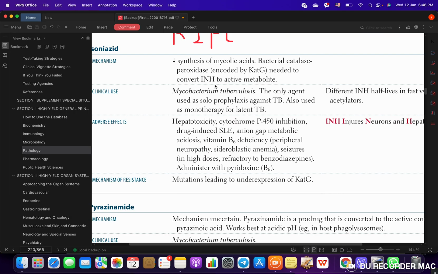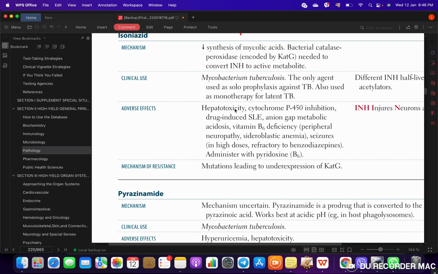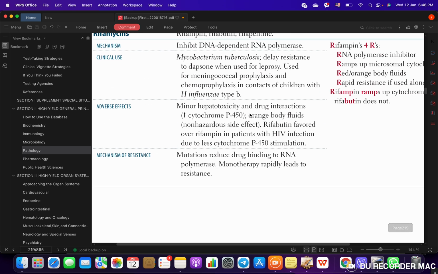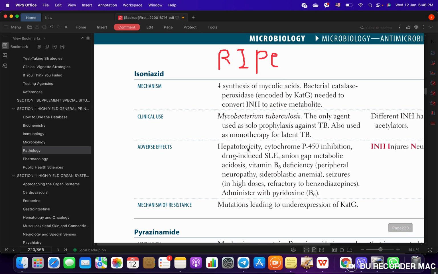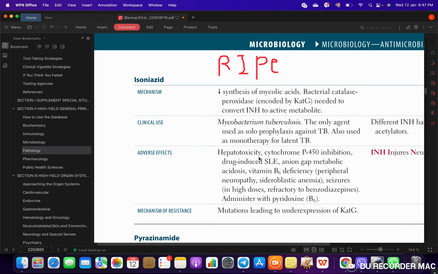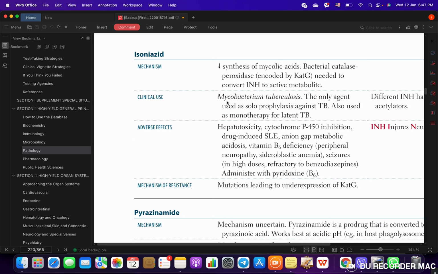Next thing we have to speak about is the fact that the adverse effects include hepatotoxicity. And when we spoke about rifampin, it was also hepatotoxicity. And the people who have TB, probably they are living in unhealthy conditions and probably drink some alcohol, which also can lead to hepatotoxicity. This guy is a cytochrome P450 inhibitor. Remember, it is the opposite of rifampin, which is a good thing. And it can lead to drug-induced lupus.